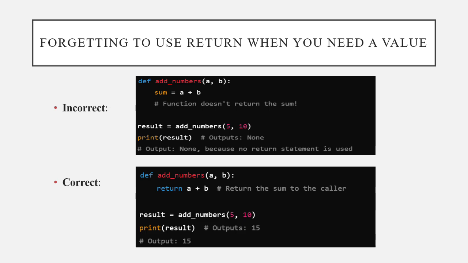So here the function add_numbers calculates the sum of two numbers but doesn't use return to send the result back to the caller. Without return, the function will output None when printed. So look at the corrected example here.